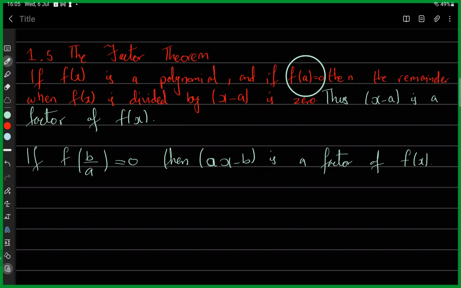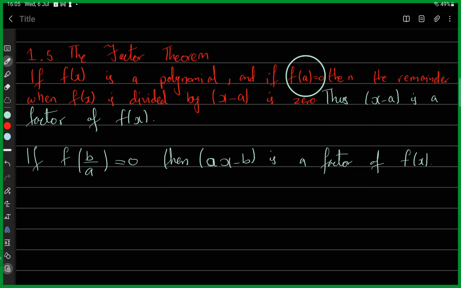It says if f of x is a polynomial and if f of a is equal to 0, then the remainder when f of x is divided by x minus a is 0. Now the red part is basically what we already studied in the remainder theorem. If f of a is 0, then it would imply that x minus a would give you 0 as the remainder. This is what we know through the remainder theorem. Thus, x minus a is a factor of f of x.